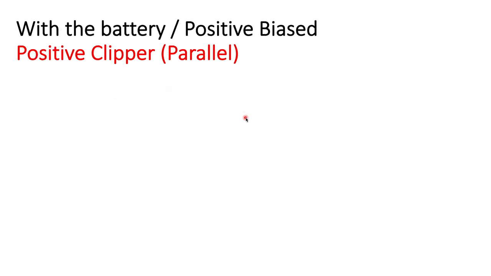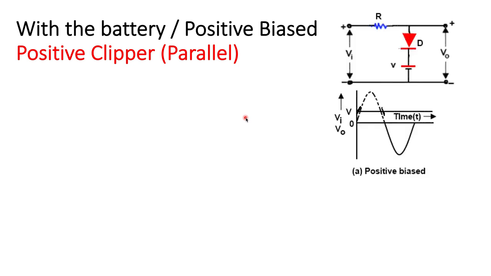Next one is with the battery. Here we are now introducing the battery, or the biasing, and it is a positive clipper parallel. Positive clipper means it is clipped on the positive side. You can see that the diode is in parallel. Here there is a battery, which is an independent voltage source, and that is positively biased, because the positive side of the battery is plus with respect to the output voltage here, so it is positive biased.